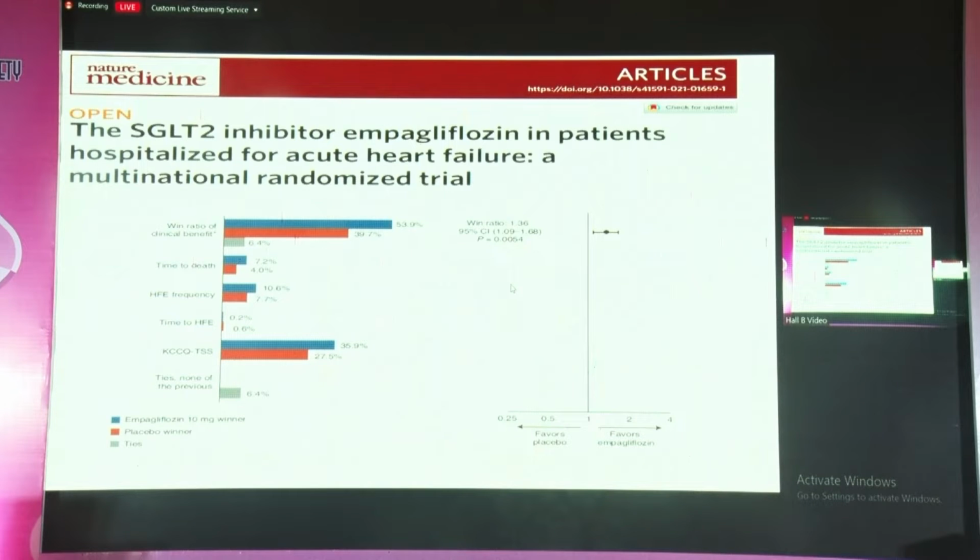As you can see, the win ratio clearly favors the clinical benefits of empagliflozin in the acute heart failure setting in comparison to placebo. Remember, this is a multi-center, multinational, randomized controlled trial. It's a very well-designed trial. So again, empagliflozin, an SGLT2 inhibitor, is found to be safe in the acute setting of acute heart failure.